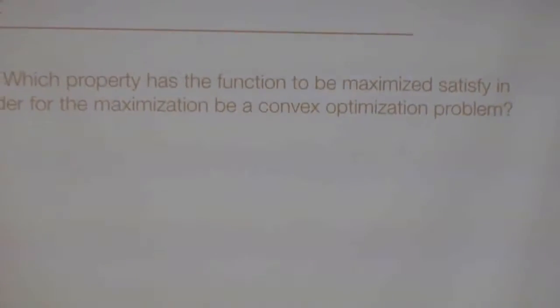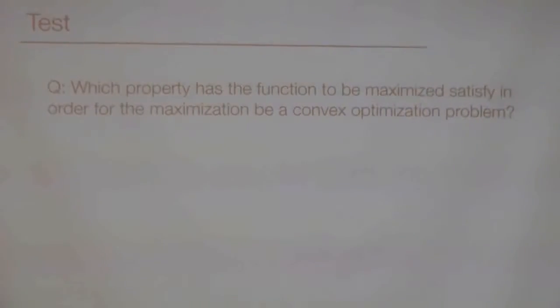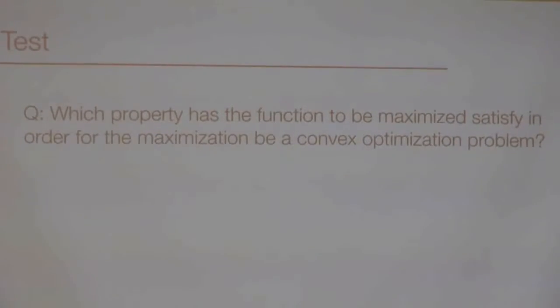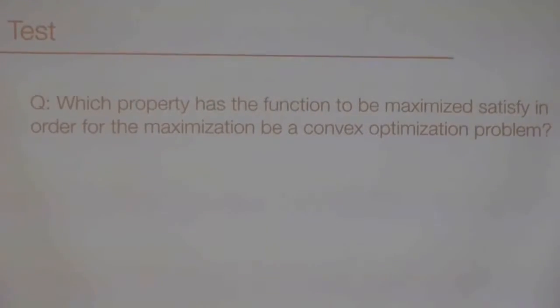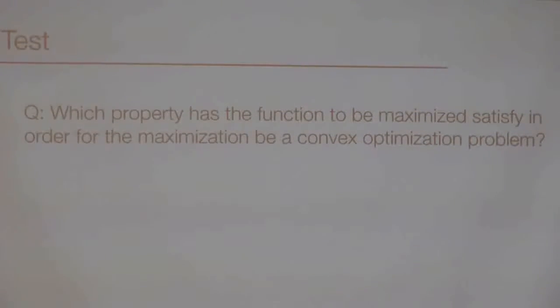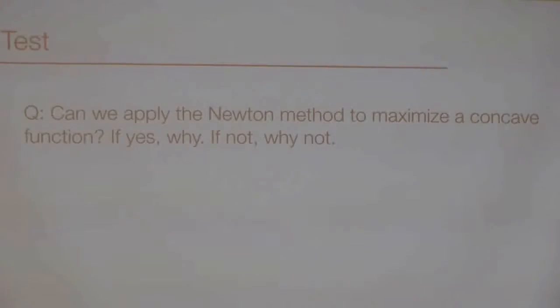Okay, so when talking about maximization, which property does the function to be maximized have to satisfy in order for the maximization to be a convex optimization problem? Essentially, which function has the maximum being the global maximum, all maxima being global? How do we call a function in which all maxima are global? That's a concave function. So the function to be maximized has to be concave in order to obtain a simple problem. Can we apply the Newton method to maximize a concave function? So the gradient method for sure, but what about the Newton method?